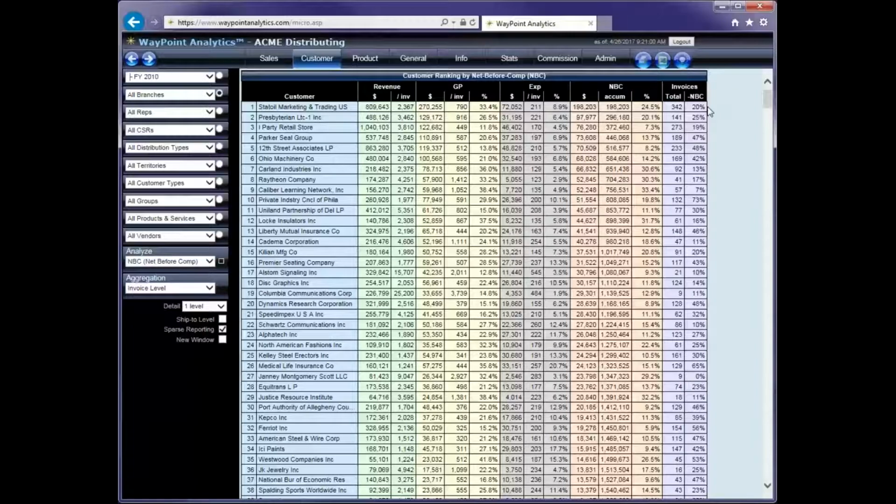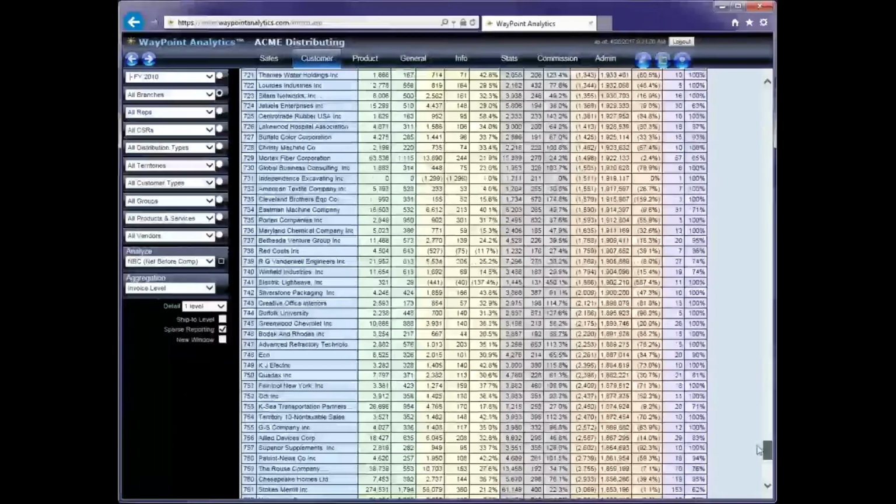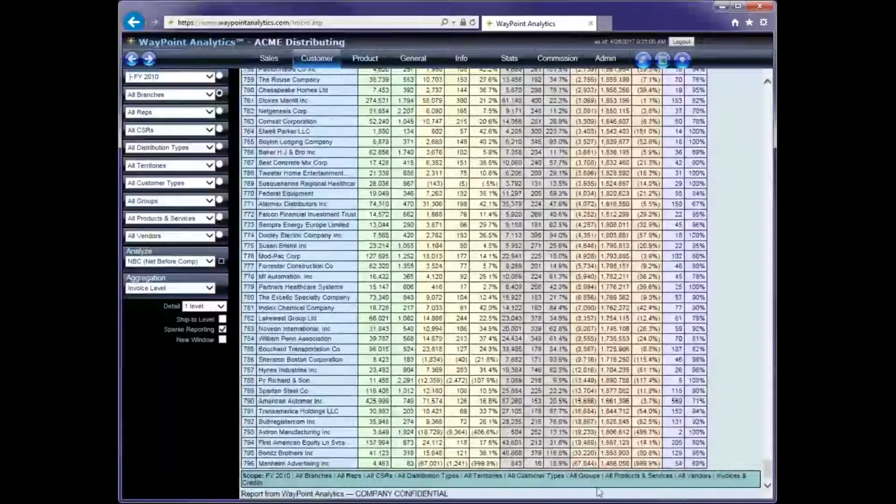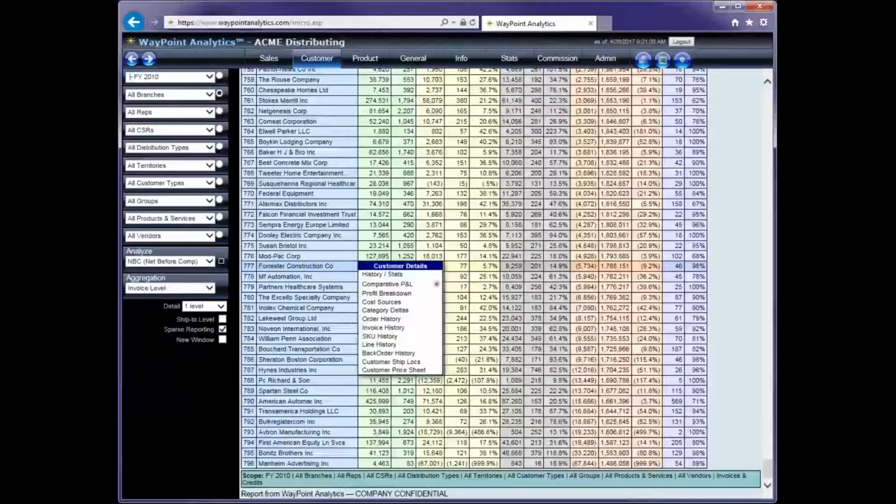So this is our net before compensation, the NBC ranking report. And if we go all the way to the bottom, this is where we can see our money-losing accounts, the negative NBC accounts listed at the bottom here. And in Waypoint, whenever you see a name of anything, a customer, a rep, a vendor, or a product, you can always right-click on that name and get a sub-listing of reports related to that specific name. So that's the NBC ranking report.